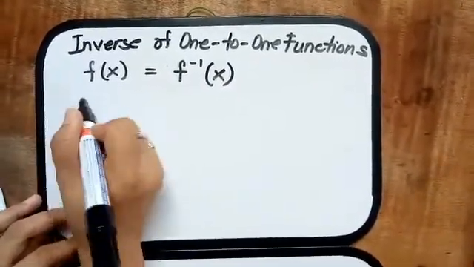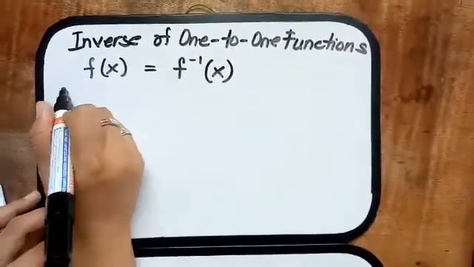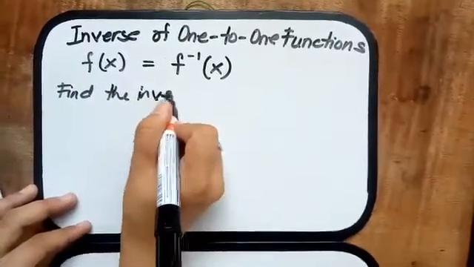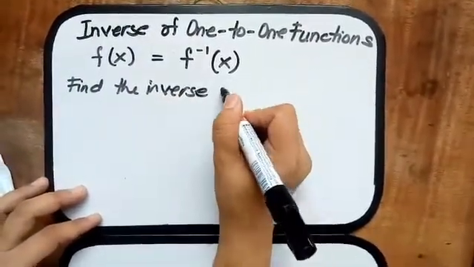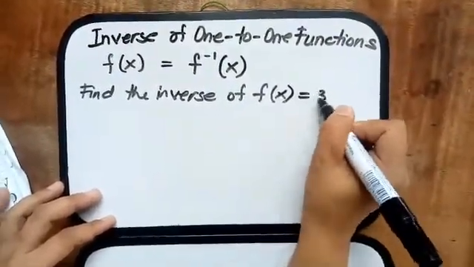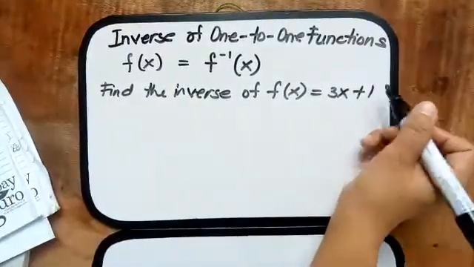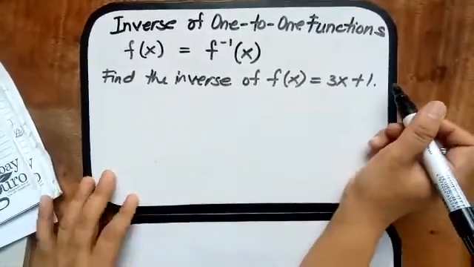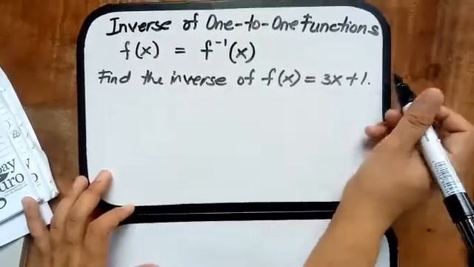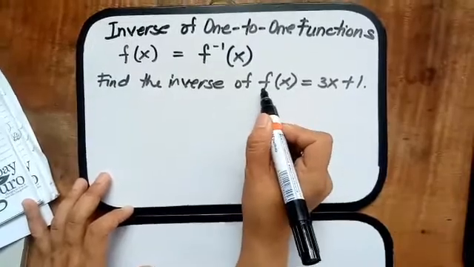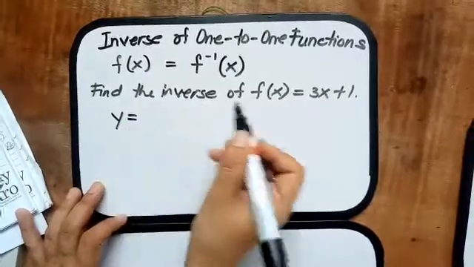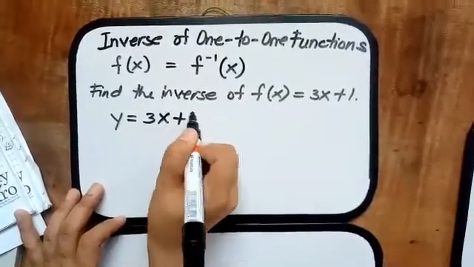For example, if we are asked to find the inverse of f of x equals 3x plus 1. For step 1, write the function in the form y is equal to f of x. So the f of x will be rewritten as y is equal to 3x plus 1.